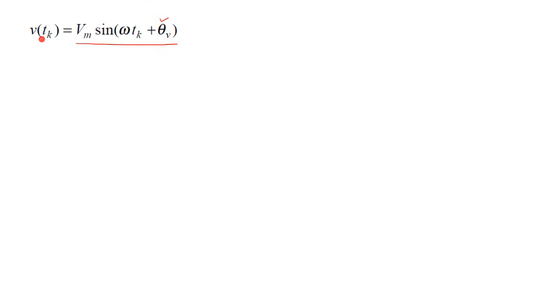Now at the time tk, the instantaneous value, which is one of the samples, can be written as V(tk) equals Vm sine omega tk plus theta v. Similarly, if I take the derivative of this equation, that is v dash tk, I get omega Vm cos of omega tk plus theta v. Omega is the extra term coming into the picture.